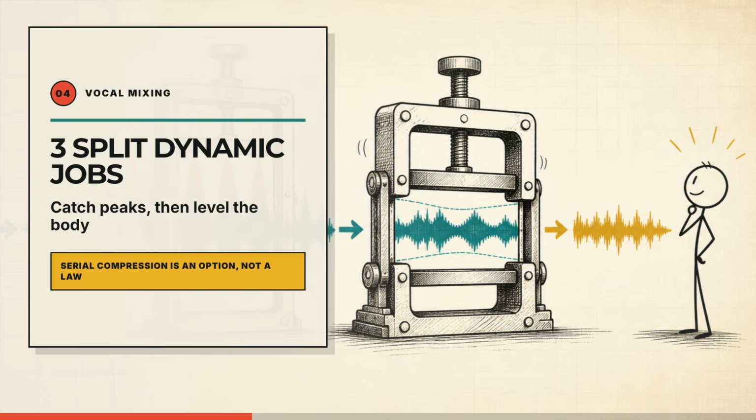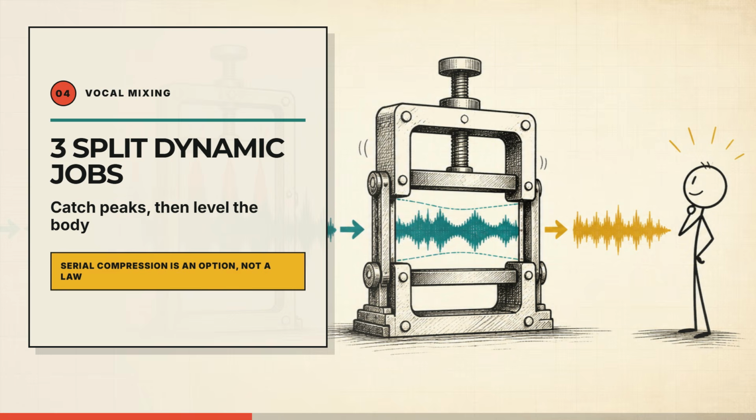Serial compression offers another option. The first stage acts as a peak catcher. Use a response fast enough to control the occasional jump and set the threshold so it reacts only when needed. The second stage can move more slowly and gently, leveling the body of the performance over a longer phrase. Ratios around 4 to 1 for peak control and 2 or 3 to 1 for leveling can be useful starting points. They are not the definition of professional.